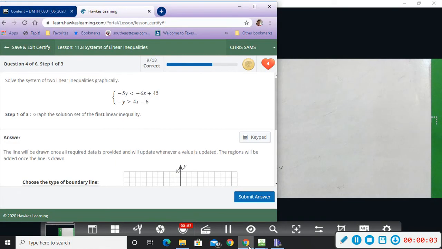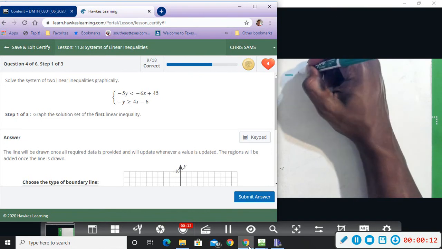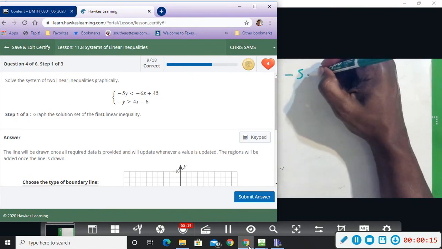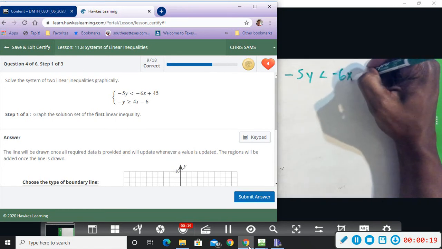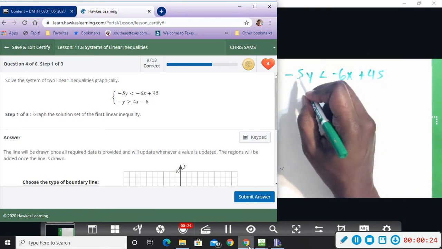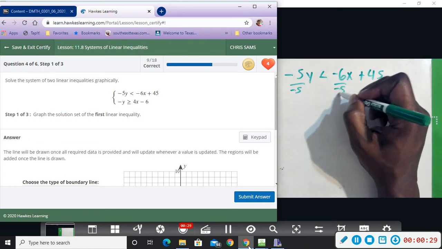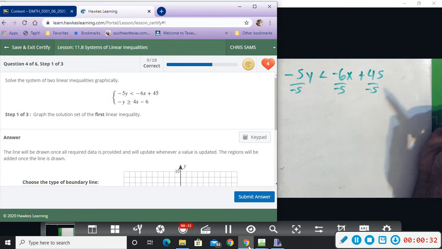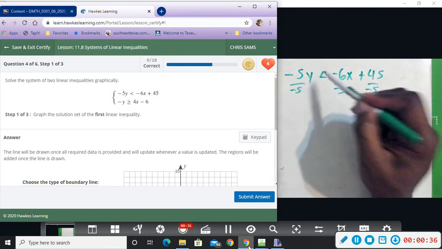Alright, number 4, we're going to put both of these in slope-intercept form. One of them is almost there, the second one, but the first one we're going to do a little work. Negative 5y is less than negative 6x plus 45. Okay, so we're going to divide by negative 5. What you have to remember, when you divide by negative, all the signs change, including the inequality.